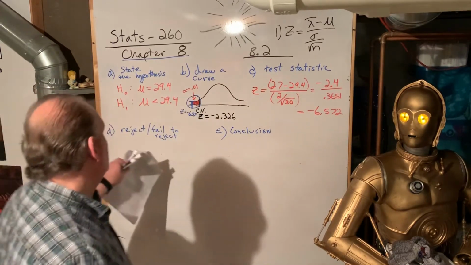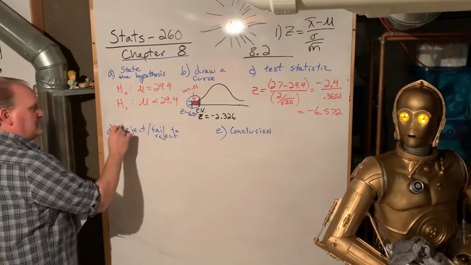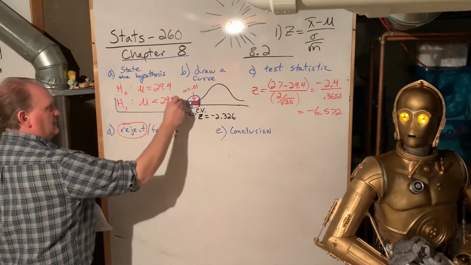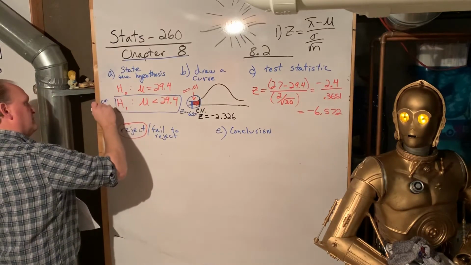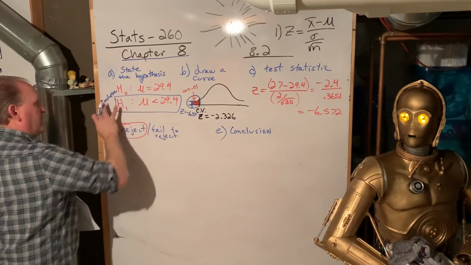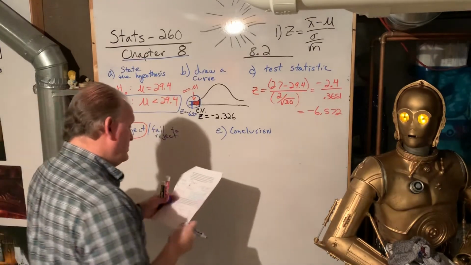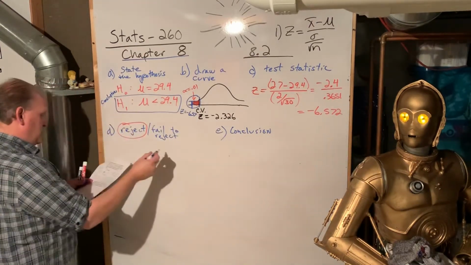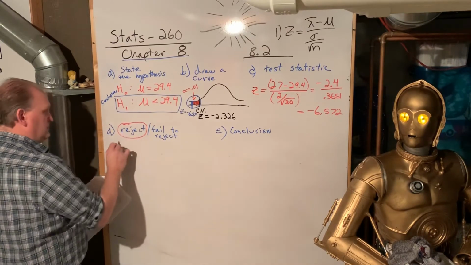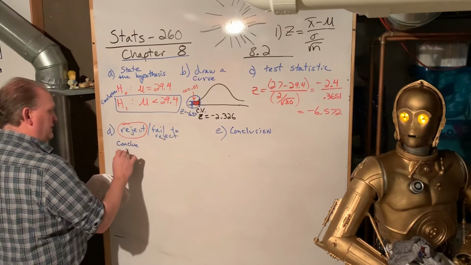So that brings us to, should we reject or fail to reject? Well, that is definitely a reject, which means that this is our conclusion. Very much so. All right. And so we reject the null and conclude the alternative.